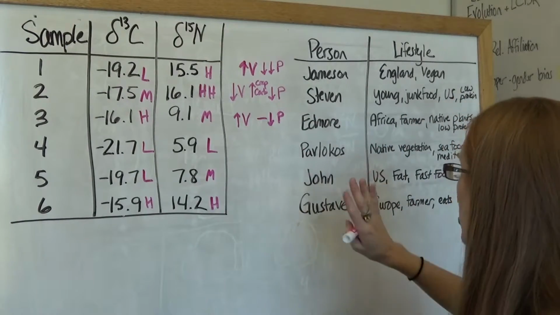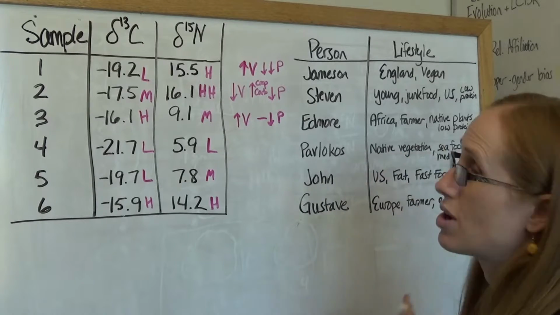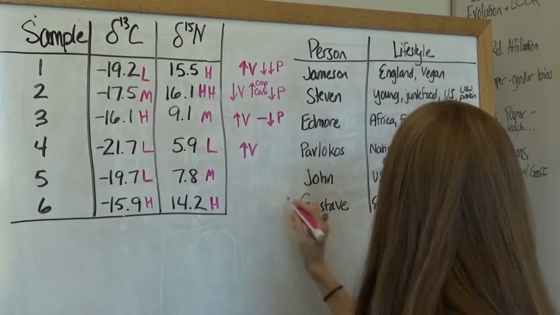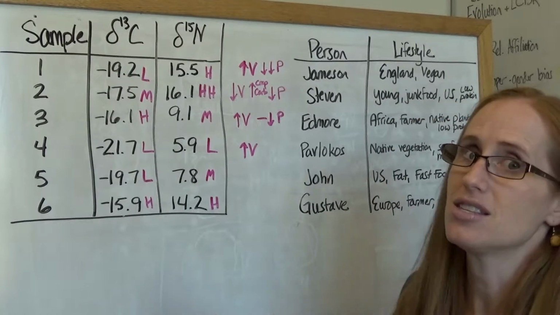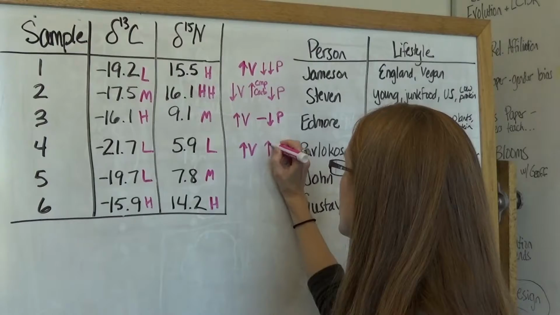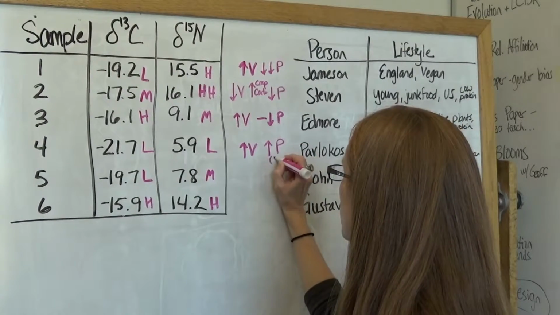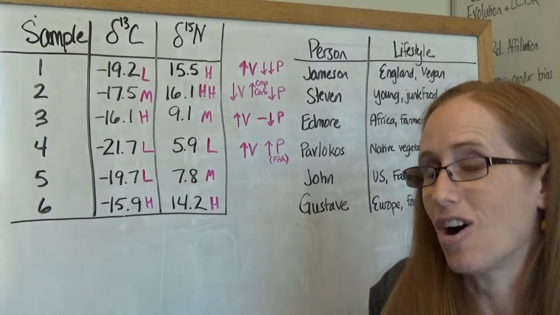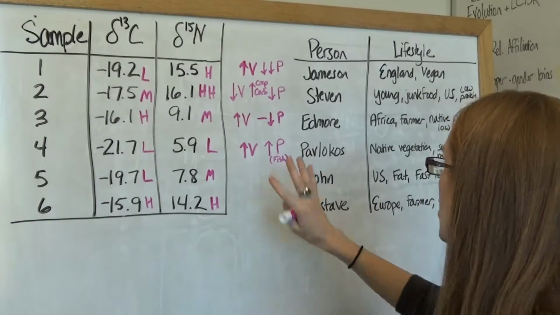All right, and then we have Pavlokos, that is from the Mediterranean, and he's eating a lot of native vegetation. So he's getting high vegetables, but he's eating seafood, so he's getting tons of protein, right? He's getting tons of protein, but I'm going to specify that this protein is fish. Maybe that matters, maybe it doesn't. Obviously we know it does, but so he's eating a lot of fish.